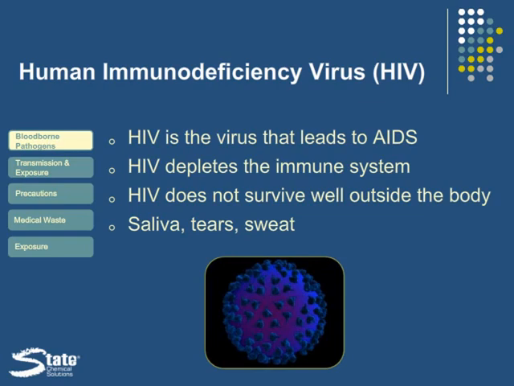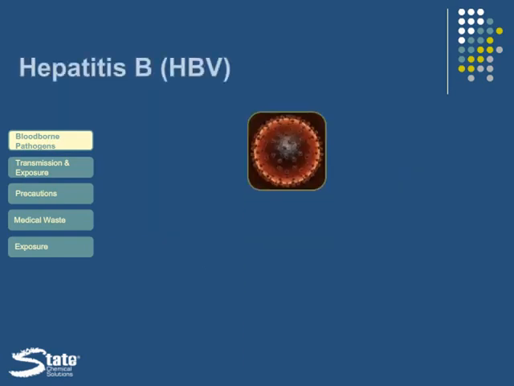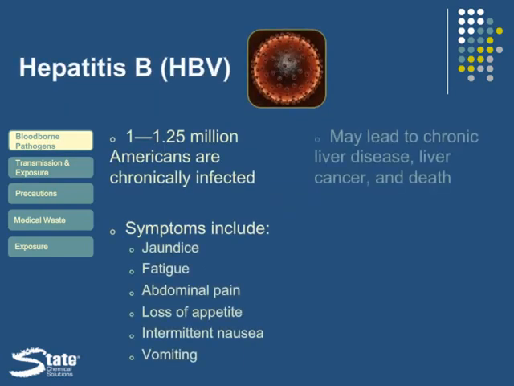Scientists and medical authorities agree that HIV does not survive well outside the body. Drying of HIV-infected human blood or other bodily fluids reduces the risk of environmental transmission to essentially zero. HIV is found in very low quantities in saliva and tears from some AIDS patients. However, HIV has not been found in the sweat of HIV-infected persons. It is important to note that contact with saliva, tears, or sweat has never been shown to result in the transmission of HIV. The next pathogen we'll discuss is hepatitis B.